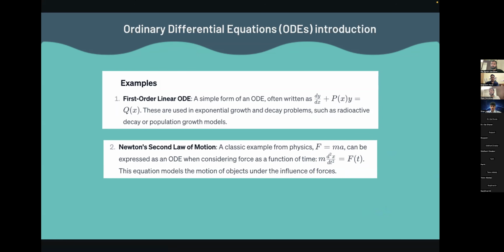Why is this an ordinary differential equation? Because there is a single variable that is varying with time. We'll look at partial differential equations also shortly. But this is an example of a second order ordinary differential equation. The example of the pendulum that we took is also an example of a second order ordinary differential equation.